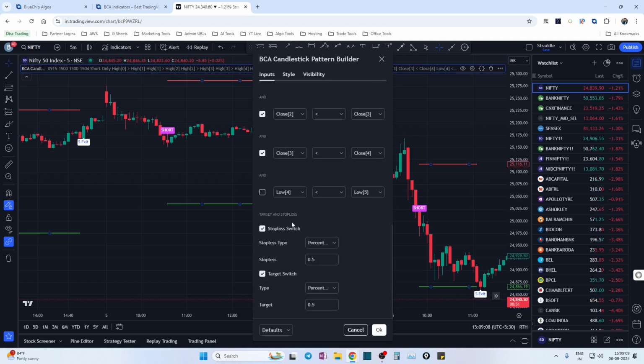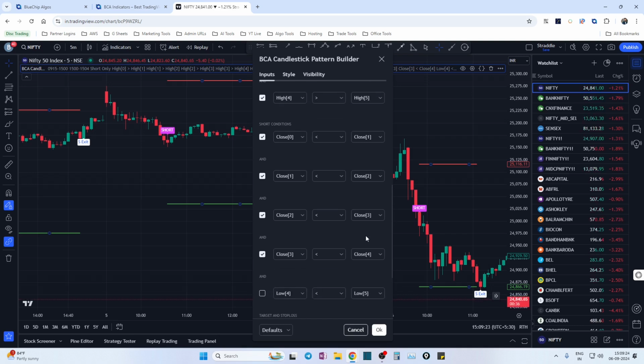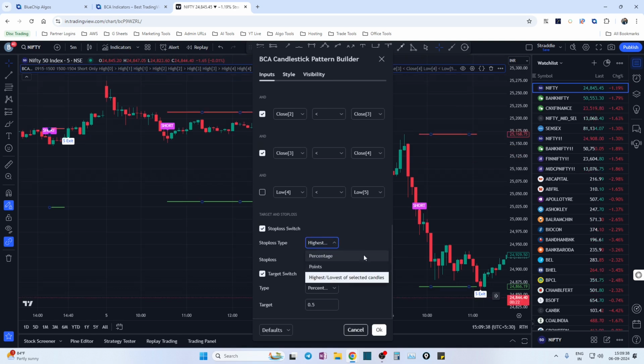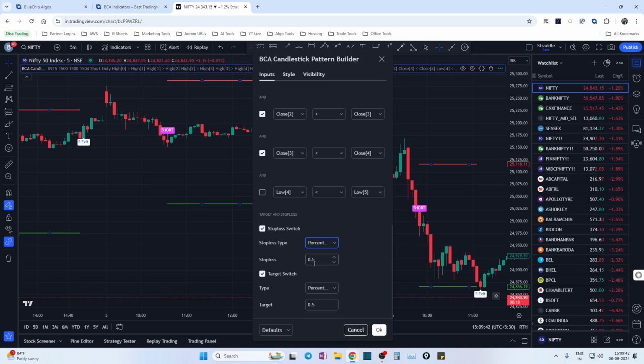Apart from that we also have the target and stop loss. You can give stop loss and targets also. Again, in stop loss we have 3 types: percentage, points, or highest/lowest of selected candles. Let's say in this case we have built 4 conditions, and the candles that we have considered are 0, 1, 2, 3, and of course the 4th one also, right? So if you select highest or lowest of the selected candles, the stop loss will be the lowest of all the candles or the highest of all the candles, depending on which side you are trading, right? In this case we are taking the short position, so obviously the stop loss will be the highest of all candles. Likewise, you can also give points or percentage.